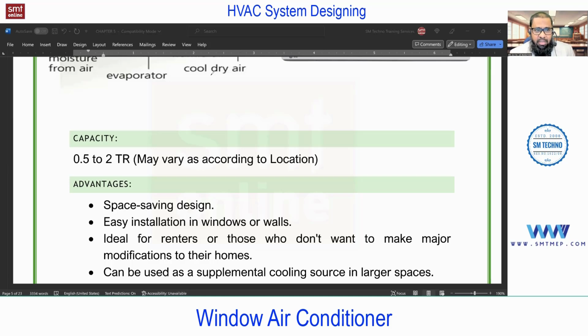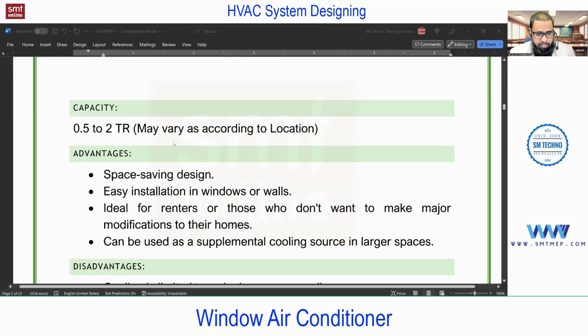Next, if you talk about the advantages, you see it's a compact unit, right? So we have a space saving design, and it's like plug and play. A simple installation process is required, and no brazing or connection of copper pipes like split is required in this. We are not disturbing any component inside, simply just installing in the window or in the opening, and we are switching on with the required electrical supply. It will start working. So space saving, easy installation in the window or in the wall opening.